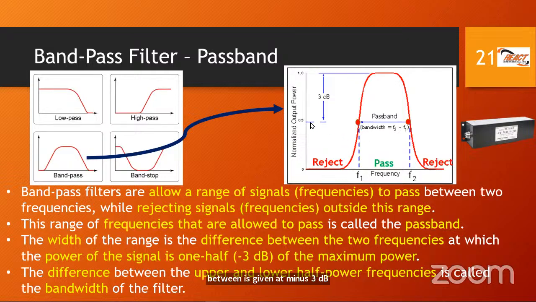So again, why minus 3 dB? Remember, it's half of the power, right? So that's what you're looking for to determine where the band pass starts and where it ends. Once the frequency is at least half power, or minus 3 dB, that is the point on the graph you're looking to identify, right?